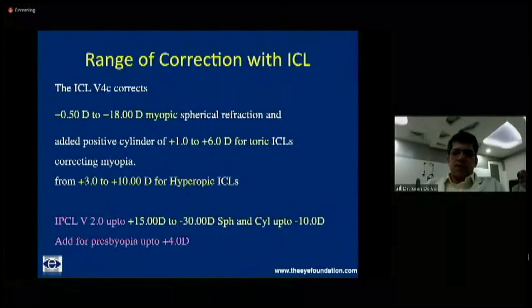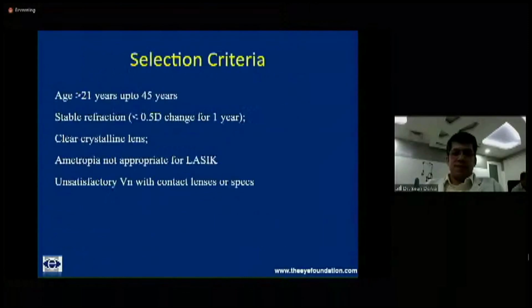The range of correction that is offered today with the phakic IOL, the common ones are the ICL V4C from Star Surgical, which corrects around -0.8 to -18 diopters of myopic spherical refraction, a positive cylinder of +1 to +6 for toric IOLs, and +3 to +10 for hyperopic ICLs. The other common one is the IPCL V2.0 from the CARE group, and from +15 to -30 diopters of spherical and up to -10 diopters of cylinder can be corrected.